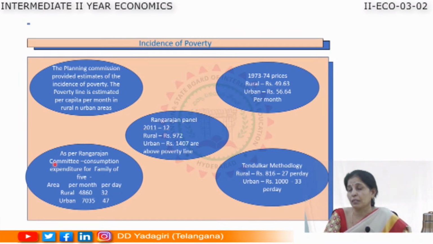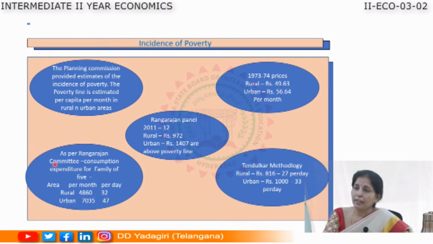56.64, then it is above the poverty line. If they are not able to spend this much amount, then they are below the poverty line. Let us have a look at the Rangarajan panel. What is the recommendation? What is the opinion that this panel has given?